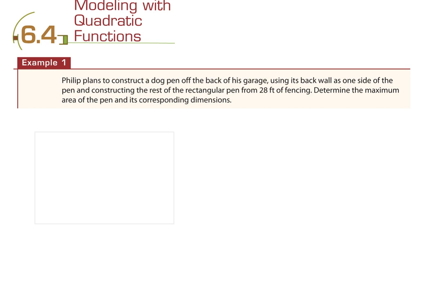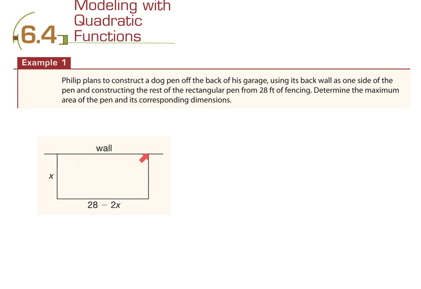So this particular question says, Phillips plans to construct a dog pen off the back of his garage using its back wall as one side of the pen, and constructing the rest of the rectangular pen from 28 feet of fencing. Determine the maximum area of the pen and its dimensions. So anytime you have a problem like this, you want to sketch a little picture. What are we talking about here?